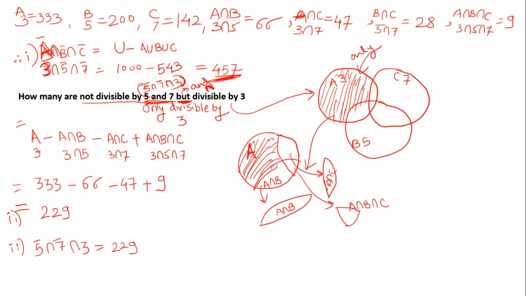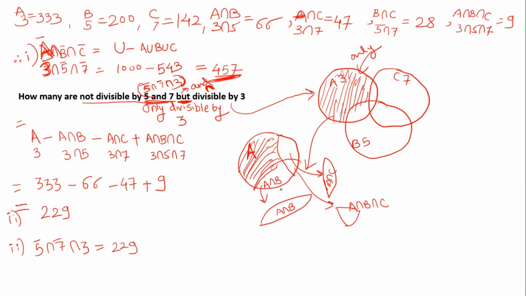Next question, what we have to find, that is how many numbers are there which are not divisible by 5 and 7. So this will be written as 5 bar intersection 7 bar, but divisible by 3. So this can be termed in another way, that is only numbers which are divisible by 3. So which can be calculated by this portion. Just take out this portion from your Venn diagram. So now only this portion we have to calculate. How will this be calculated?